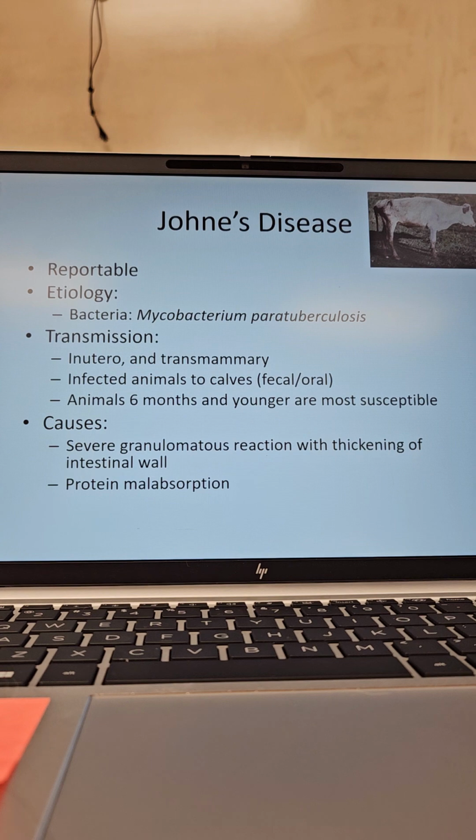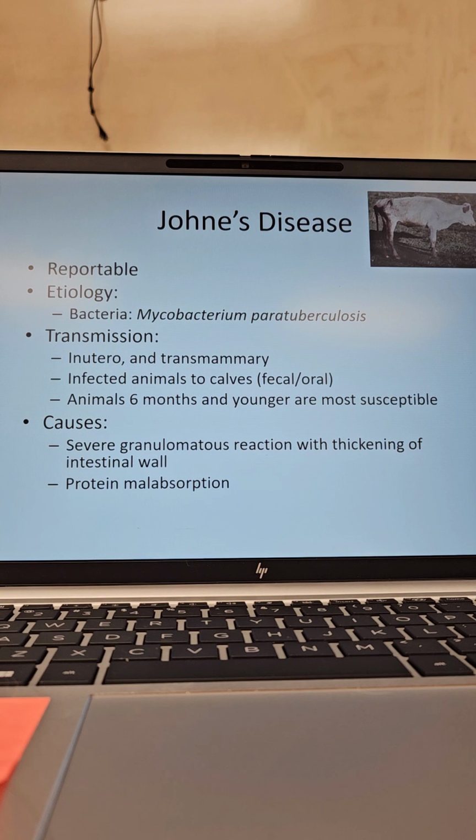So let's say mom lays down in the stall or out in the field and she gets feces on her teats and the babies drink from it. They will get it, as well as by grazing on grass where there is infected feces. Animals 6 months and younger are the most susceptible to this. Adult animals typically don't get infected with it. They can be carriers, they can have it, but they won't contract it as adults typically.